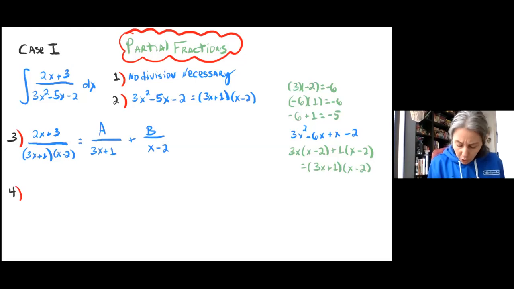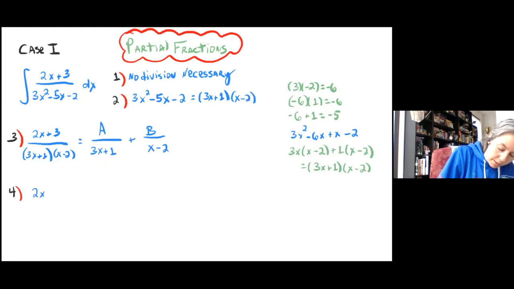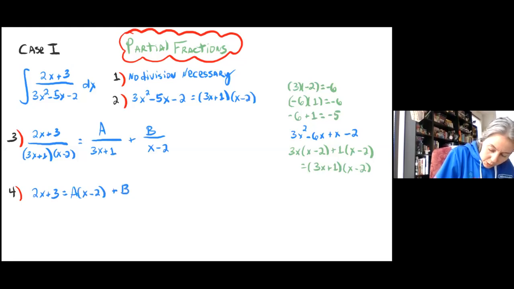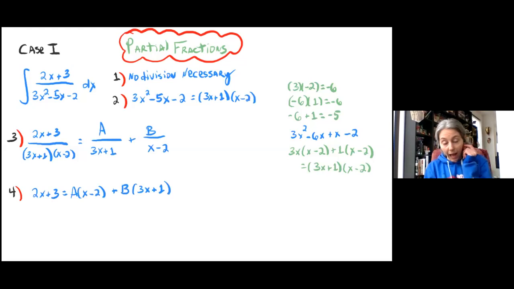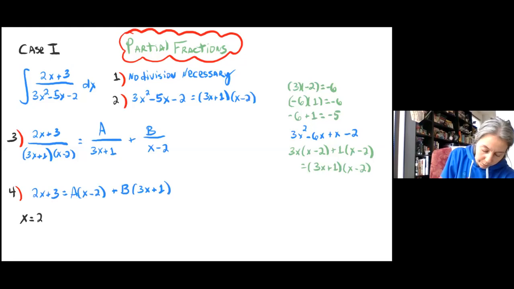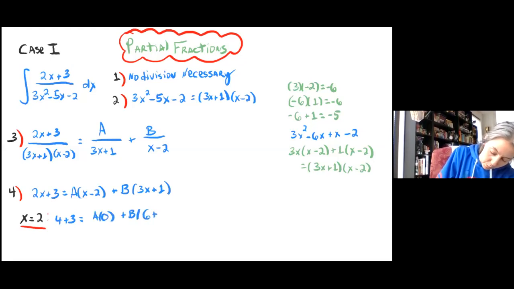In order to do that, I'm going to start by taking this denominator right here, that 3x plus 1 times x minus 2, and multiplying it over to the other side. So we end up with 2x plus 3 is equal to A times x minus 2 plus B times 3x plus 1. Now, we are going to plug in the zeros of the denominator. So the first zero that we have that's pretty straightforward is x equals 2. So we're going to plug that in and we get 4 plus 3 is equal to A times 0 plus B times 6 plus 1. So I get 7 is equal to 7B, which gives me that B is equal to 1.